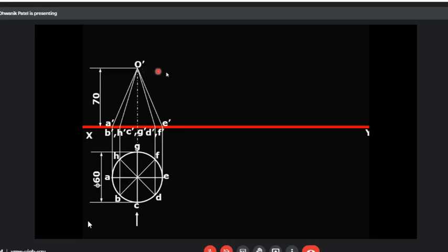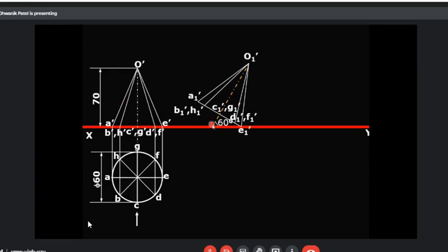Okay, now what is your third step? You will rearrange your elevation part. What is the inclination angle here? The axis of the cone is inclined to the HP plane. The axis of the cone is inclined to the HP plane at 60 degrees. So first of all you will draw a 60 degree inclination line.